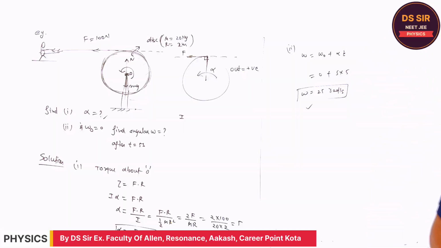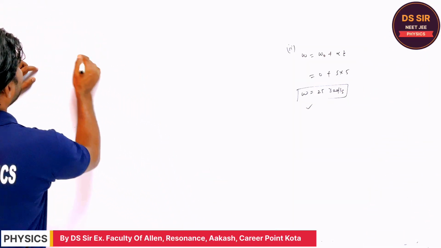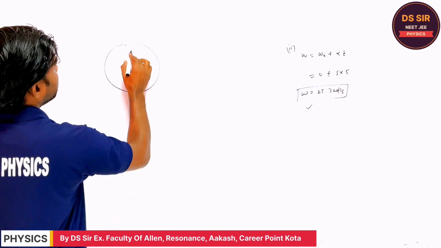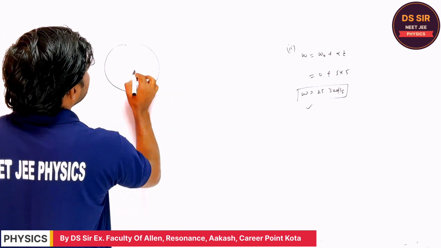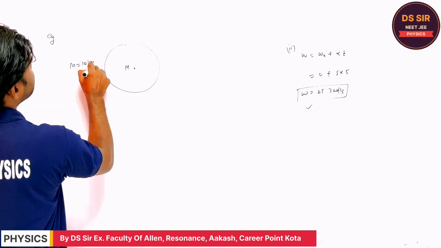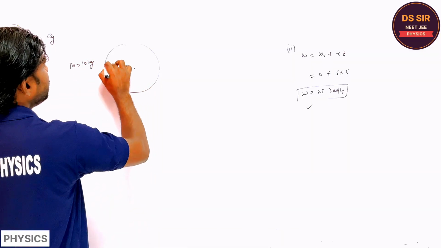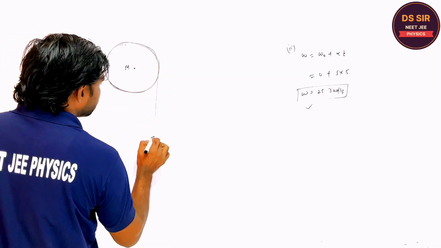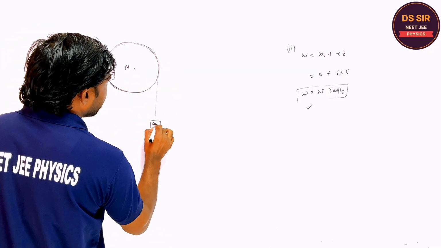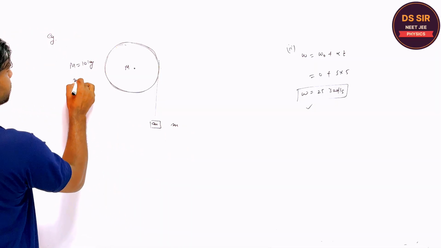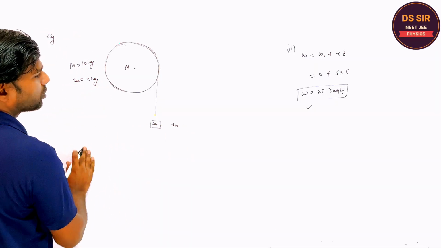Copy this. Okay, now I am taking another similar example. You can do this by yourself. Suppose there is a disc, and the disc is of mass M, suppose 10 kg, and the string is wrapped over it. Are you getting? And a small mass m is hanging, and the small m is suppose 2 kg. Are you getting or not?